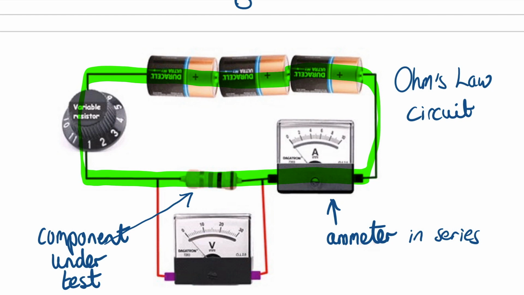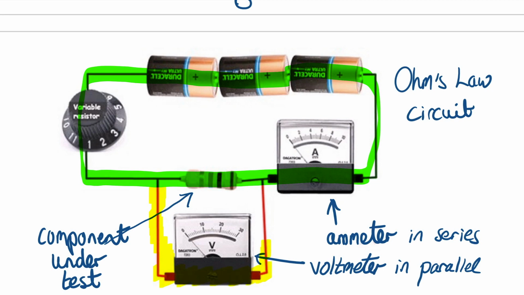And we've got a voltmeter in parallel. In other words, it goes across the component. Look at the spelling of parallel. So you see this voltmeter, it goes across that component, which I'm highlighting in yellow.